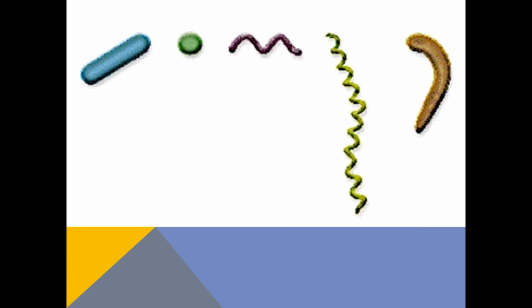And then lastly, the comma-shaped one, or the C-shaped bacterium, that is called a vibrio. You can have one vibrio or many vibrios.